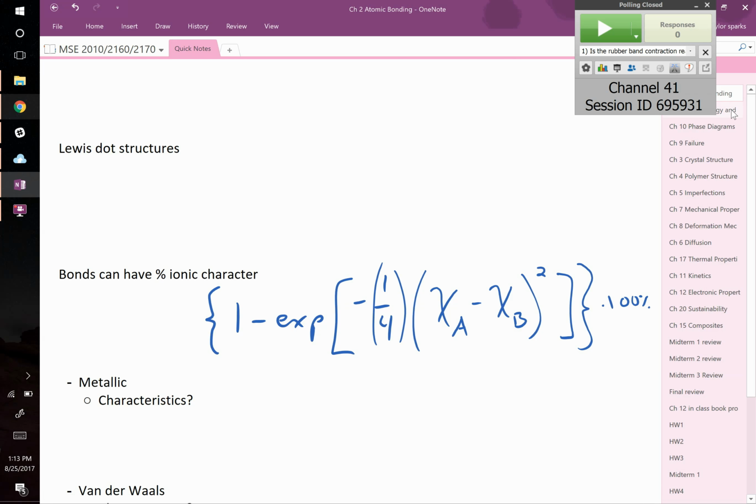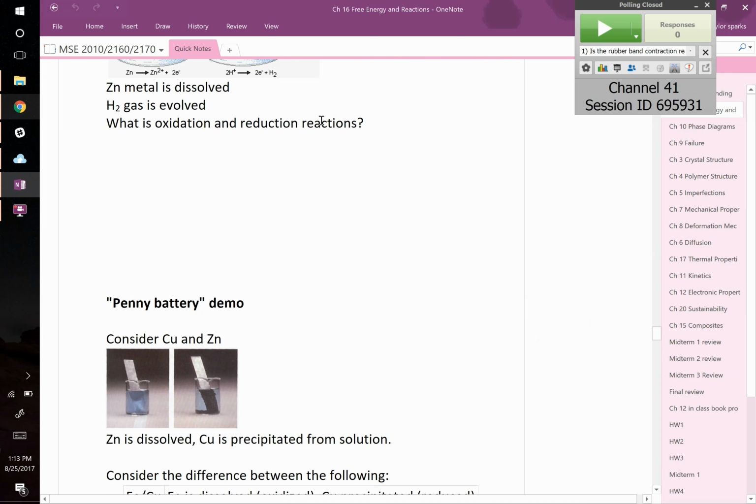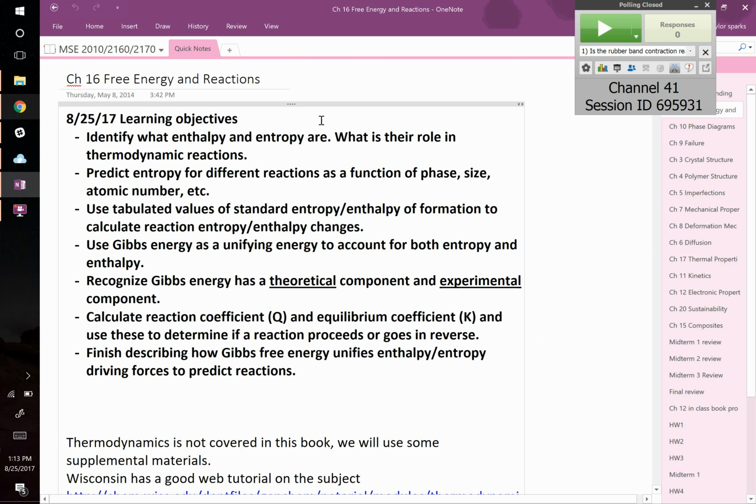Okay, let's switch now to talk about thermodynamics. Our learning objectives for today are: we're going to identify what enthalpy and entropy are, and their role in thermodynamic reactions. We're going to be able to predict entropy, at least if something got bigger or smaller, right? We won't predict values, but we'll say bigger or smaller as a function of reactions. We will use tabulated values to calculate the change in entropy or the change in enthalpy for a reaction, which becomes important. And then if we have time, we'll get to using Gibbs free energy as a way to bring entropy and enthalpy together, right? Because you need to consider both of them. And I don't think we'll get further than that today.